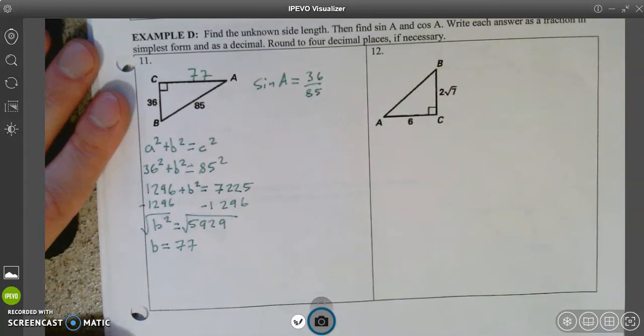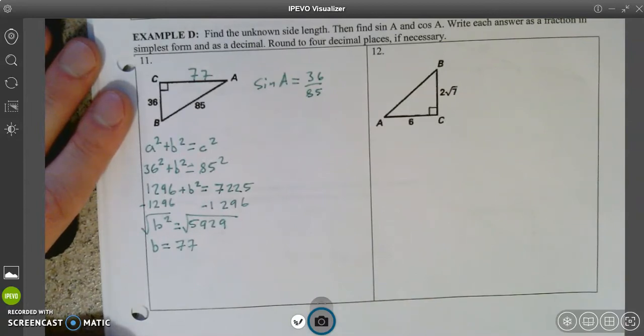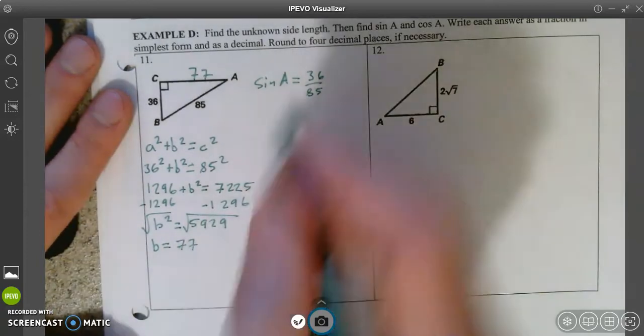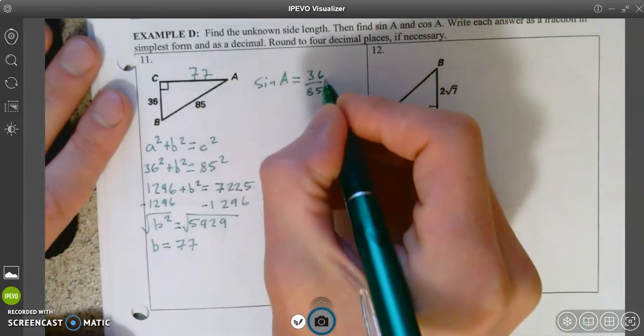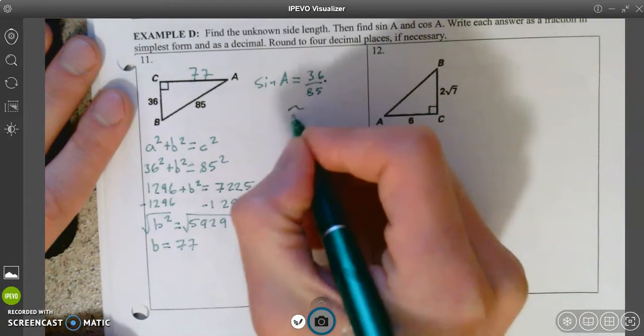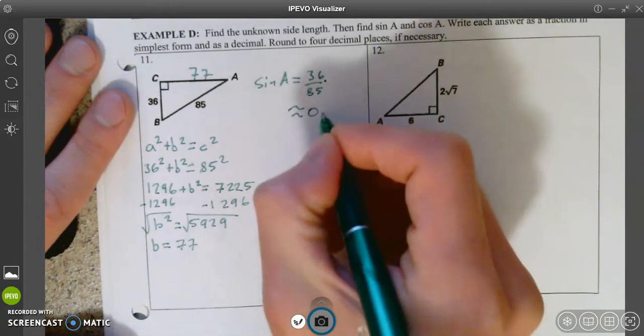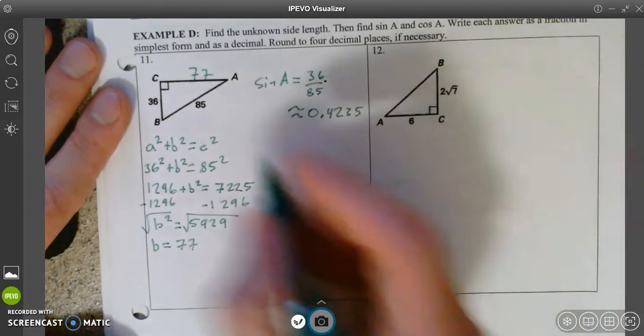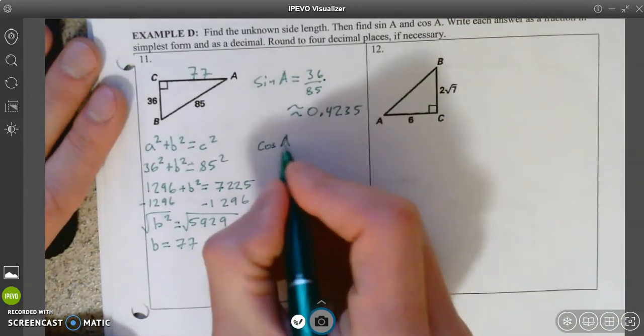Just looking at these, I can tell that they don't reduce. You can verify by plugging into your calculator and reducing using the fraction and decimal key if you have it, and then converting back. You can also check a bunch of numbers, find their prime factorization, but this is approximately equal to 0.4235. So that's sine of A, and then cosine of A.